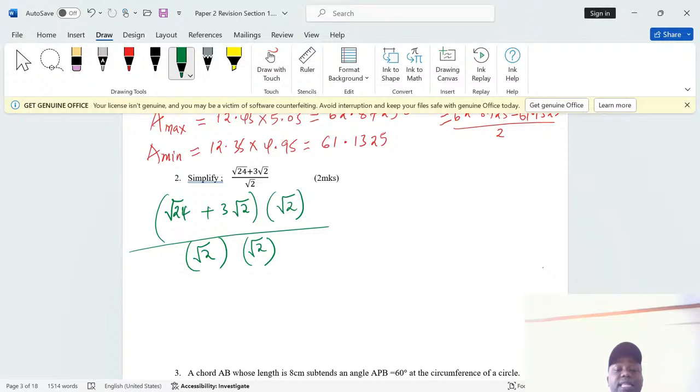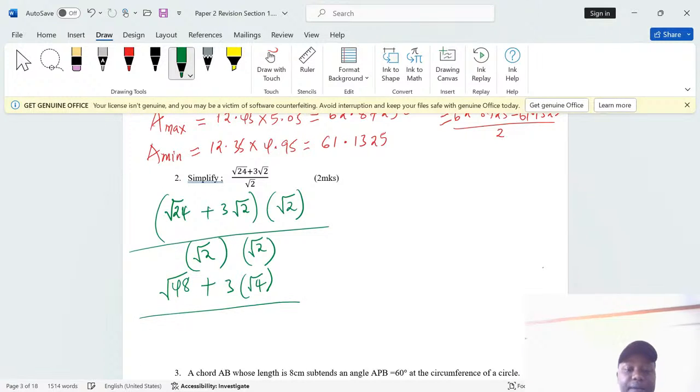In such a case, the value of this surd is not changed, but that multiplication will help us to do away with the surds at the denominator. Now, at that point, allow me to open the brackets in the numerator. That will give us the square root of 24 by 2, which is 48, plus 3 root 2 by root 2, which is root 4. Then we divide by the root of 4.